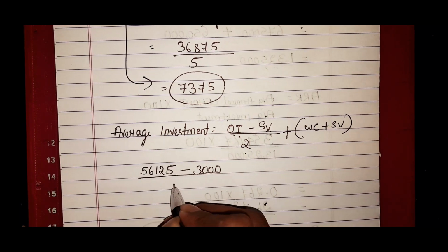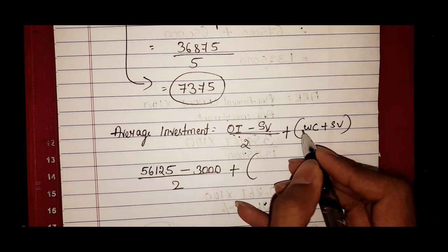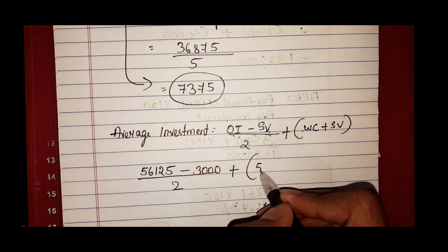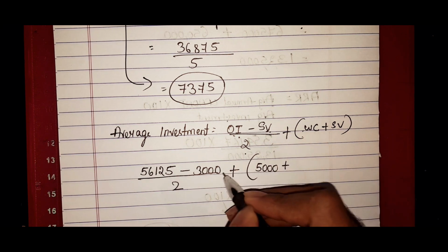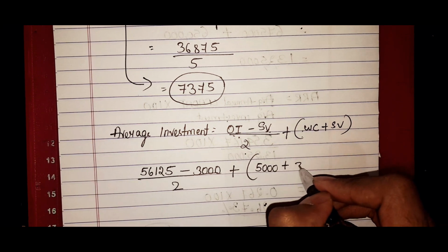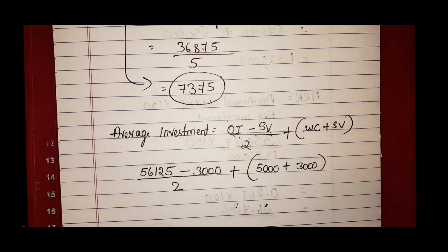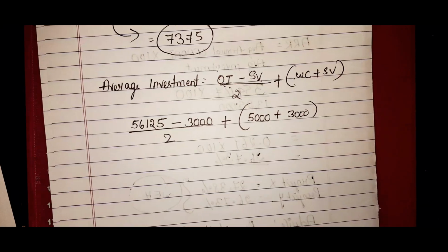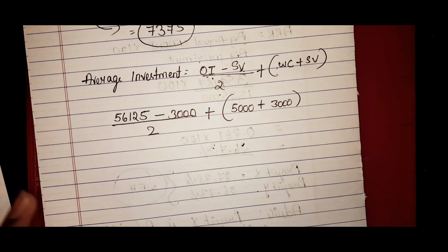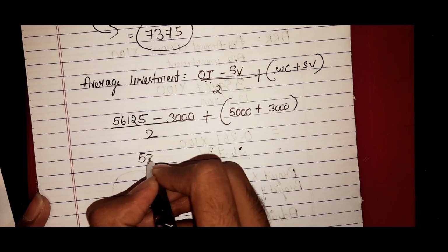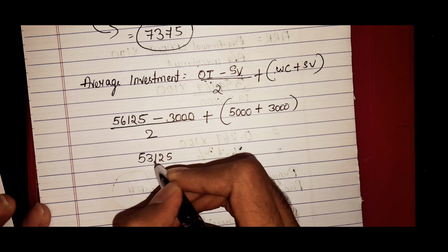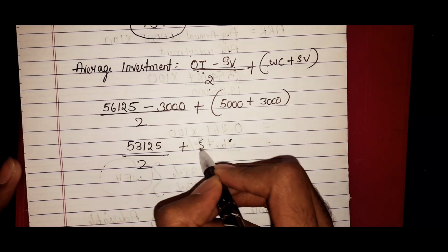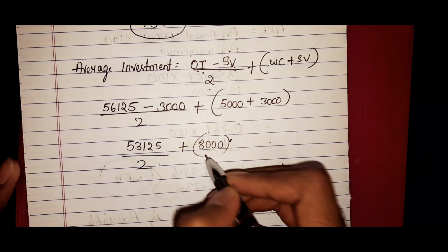3,000 divided by 2 plus working capital. Working capital is 5,000. 5,000 plus salvage value, here we have written 3,000. Now let us try to solve this. So 56,125 minus 3,000 will be 53,125, divided by 2 plus 5,000 plus 3,000 will be 8,000.